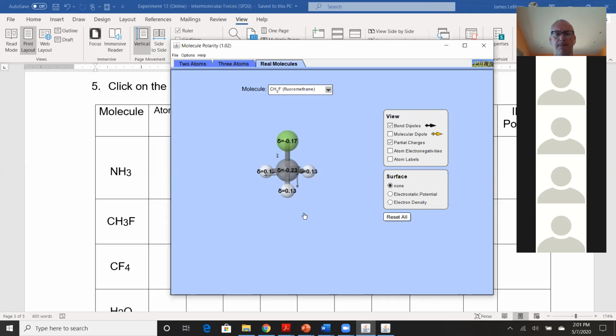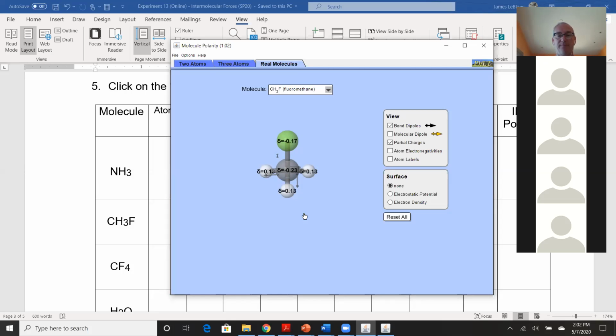Is it because all the hydrogens are pointing toward carbon and carbon is pointing toward the fluorine? Yeah, basically it's because fluorine is pulling electrons away from carbon, and so it's slightly negative.